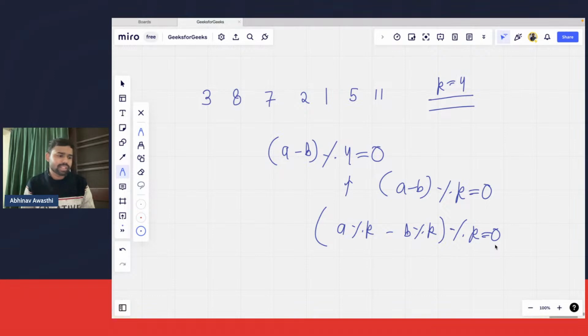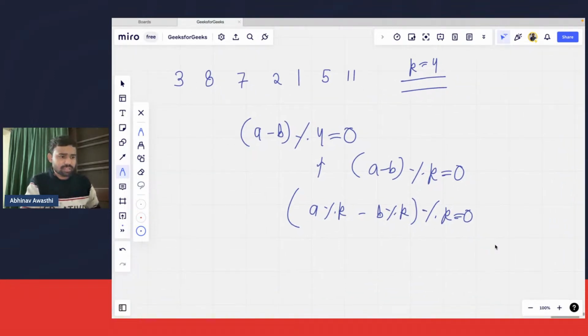This is problem of the day, crazy boy. Okay, this is problem of the day based on hashing.